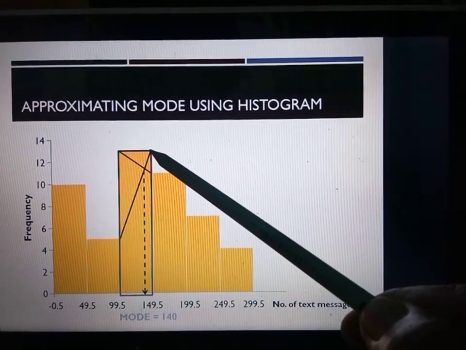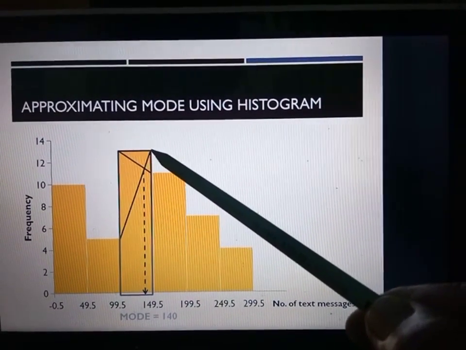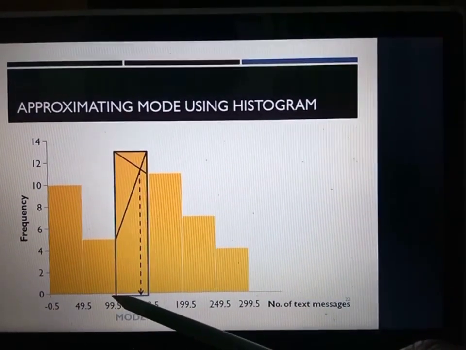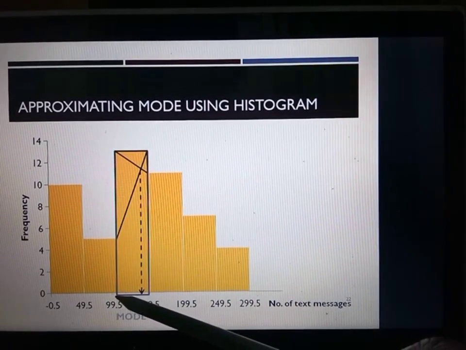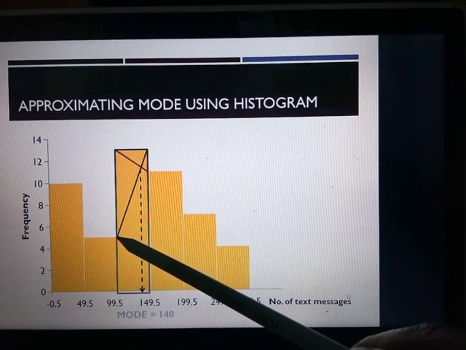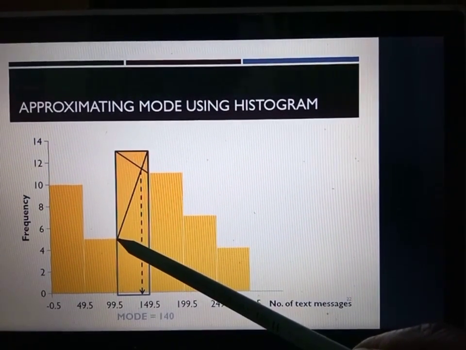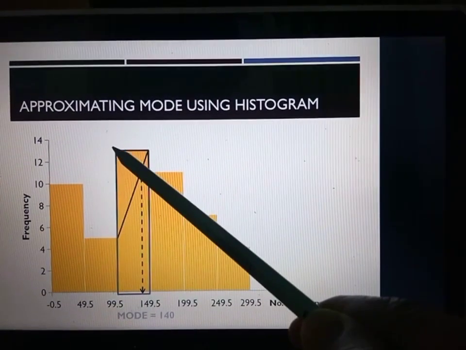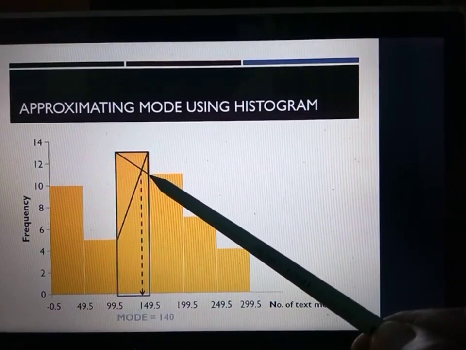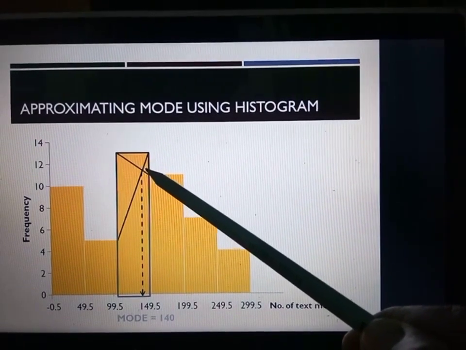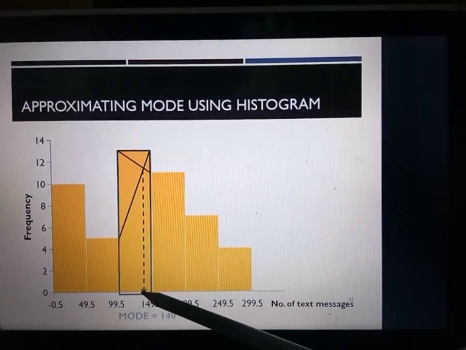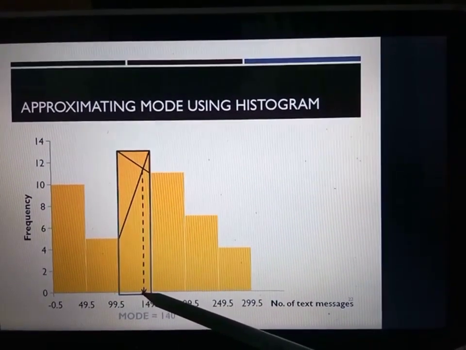Then we draw a line from the top on one side to the other side, from here to here. The top means its lower boundary and upper boundary. So from here connect to the previous bar's top, and from here connect to the following bar's top. The point where the lines cross refers to the x-axis, and the value here will be the mode of the grouped data.